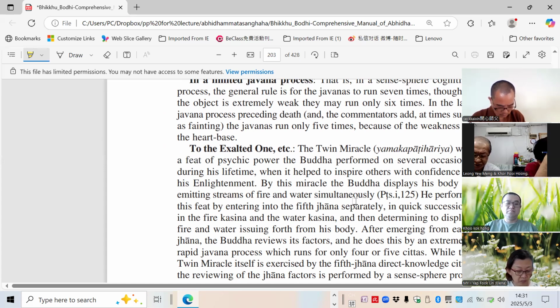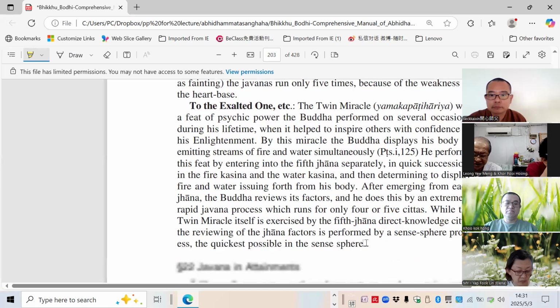While the twin miracle itself is exercised by the 5th jhana, direct knowledge citta, the revealing of the jhana factors is performed by a sense sphere process, the quickest possible in the sense sphere.